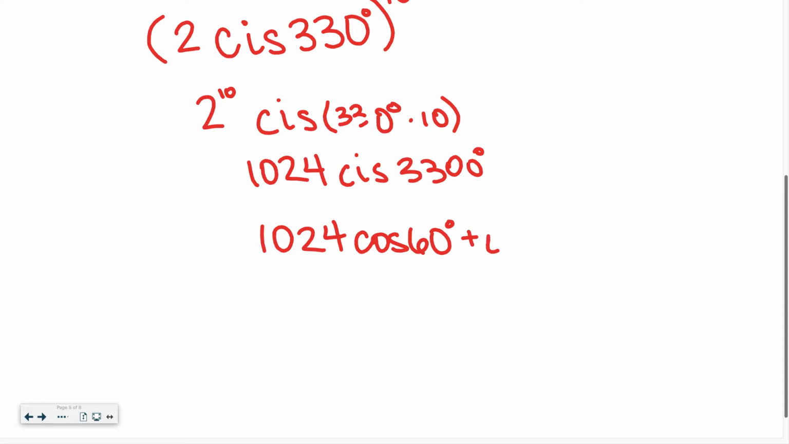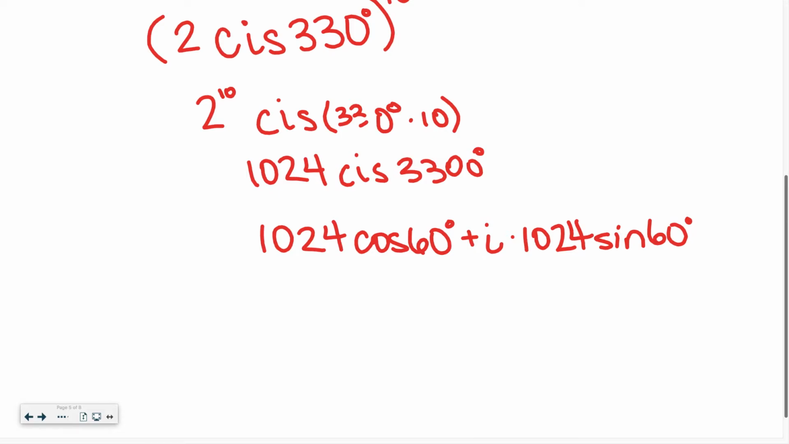Is there an easier way to do that, or do you just gotta keep subtracting? Yeah, you just keep subtracting. Now, you know that it's going to be more than a couple rotations. So if you want to subtract 360 times 3, so you don't have to keep pressing it, you can kind of gauge that. So this would be the trigonometric form.